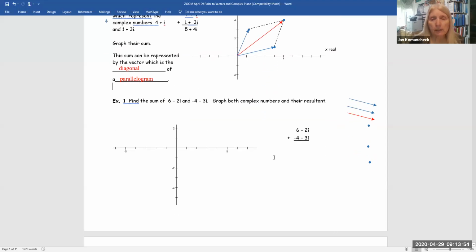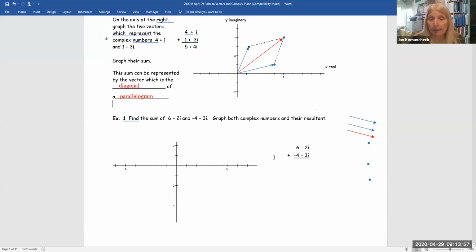Okay, here's another example. Basically, I think you could do this on your own, but I'm asking you to find the sum of 6 minus 2i and negative 4 minus 3i. So I've got it written over here, and I like to add these in vertical format. I think maybe I blame it on my 3rd grade math teacher who said, if we add things up, you line them up in their correct unit. So I always go over here. Some people can add sideways, like horizontal like this, but I'm not one of those.